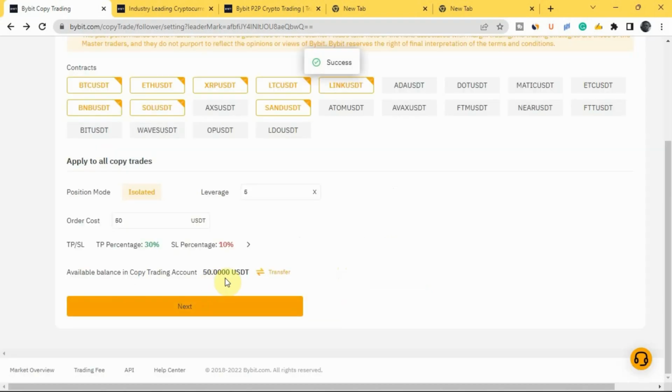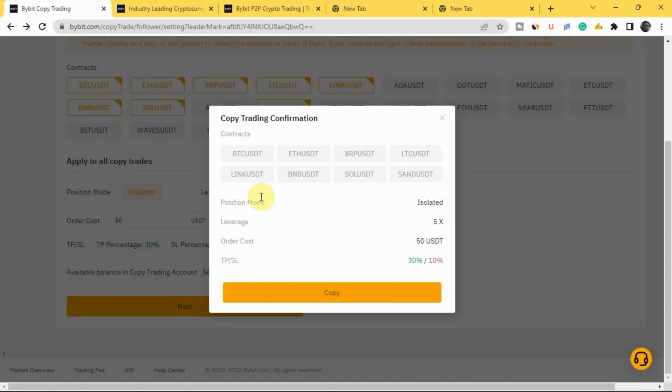And then you can see I have 50 USDT right here. The next thing is to tap on next. It's going to show you the copy trading details right here, so you can confirm all the details. You can see the position mode is isolated, the leverage is 5x, the order cost is 50 USDT, and your take profit and stop loss is 30% and 10%. Then you just tap on copy right here.